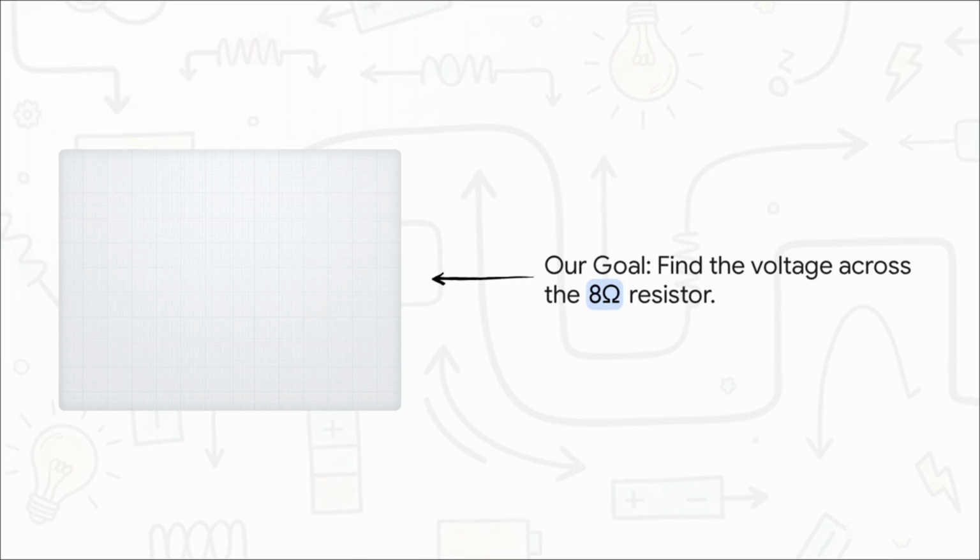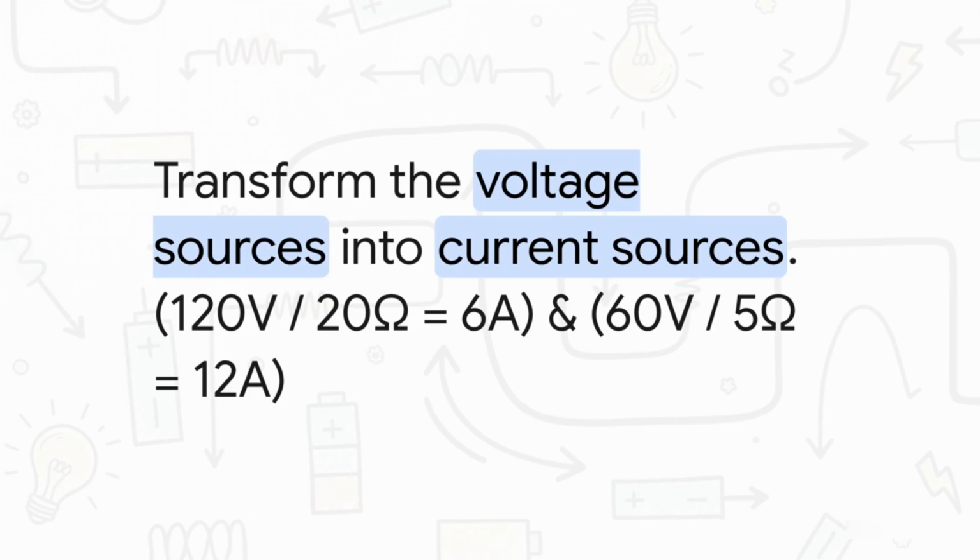Our specific goal is to figure out the voltage across that 8-ohm resistor, way over on the right. Okay, first things first. To simplify this mess, it really helps to have all our sources speaking the same language. Let's convert both of those voltage sources into current sources.